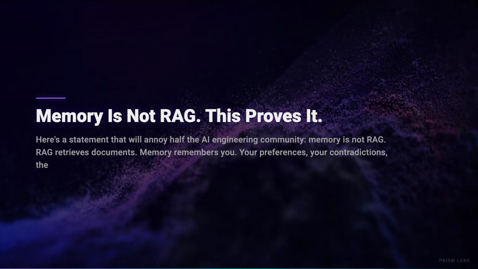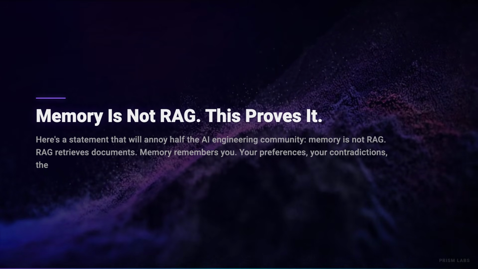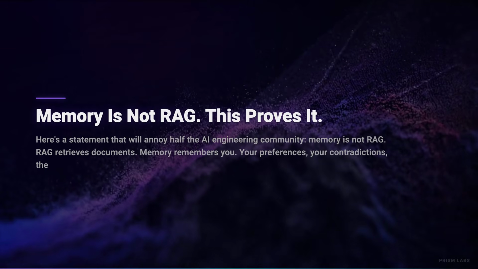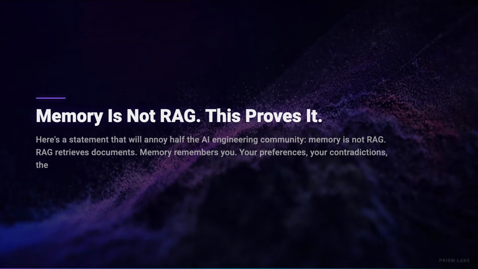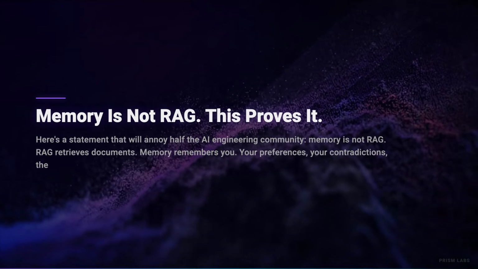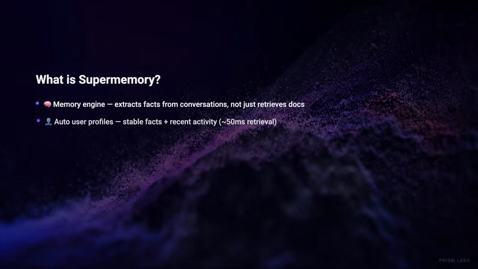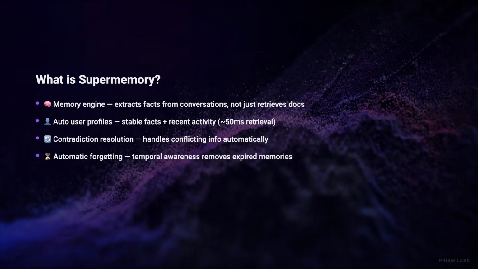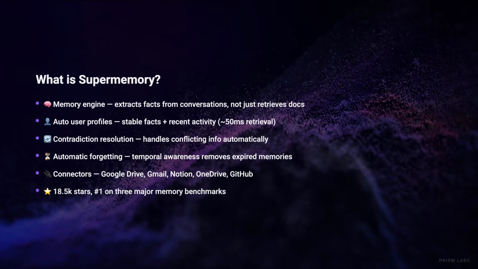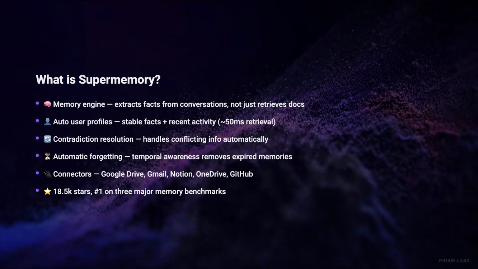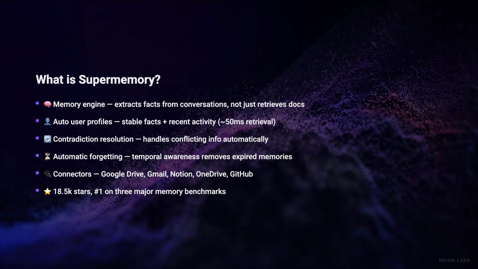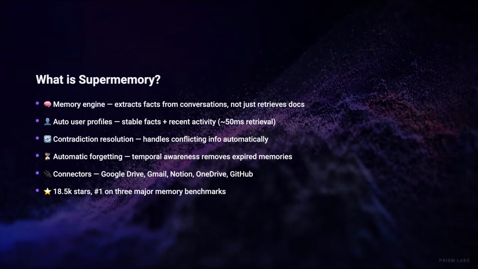It extracts facts from conversations, builds user profiles in 50 milliseconds, handles contradictions automatically, and even forgets information when it expires. Let's look at how it works. Supermemory is a state-of-the-art memory and context engine for AI applications. Built in TypeScript as a monorepo, it provides persistent memory across conversations by extracting facts, building and maintaining user profiles, and managing knowledge updates over time.